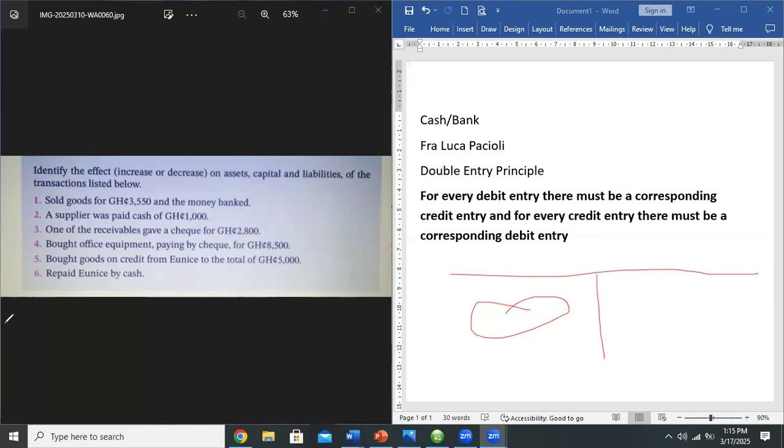Okay, so moving forward with Luca Pacioli's principle, these are some of the specifics we can talk about. Let me create a table here, and I'll make my professors appreciate.